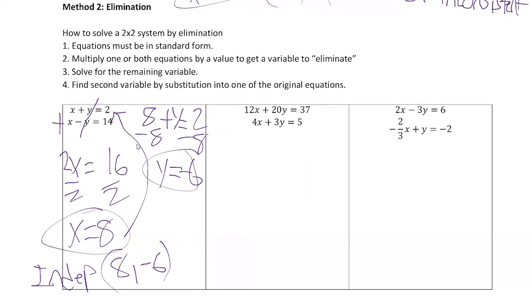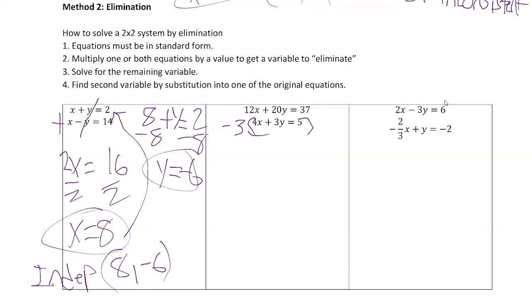So I'm more looking at the x's. Does anyone see what we can multiply this bottom x by to make it the opposite of 12x? What would we multiply that equation by? And good, Layla, and you want to make sure it's the opposite. Yeah, you would multiply this equation by -3.